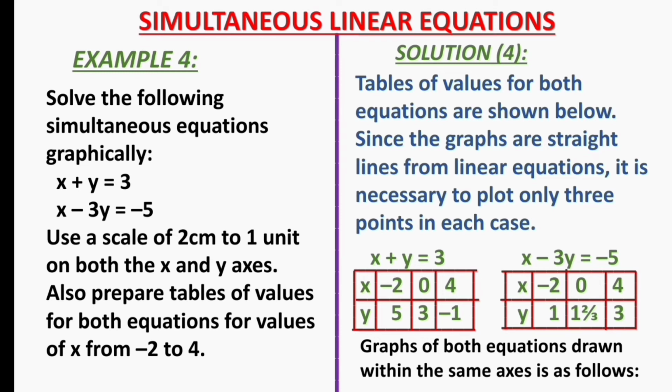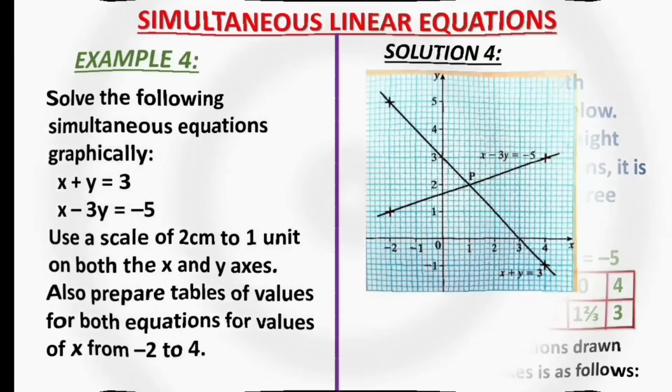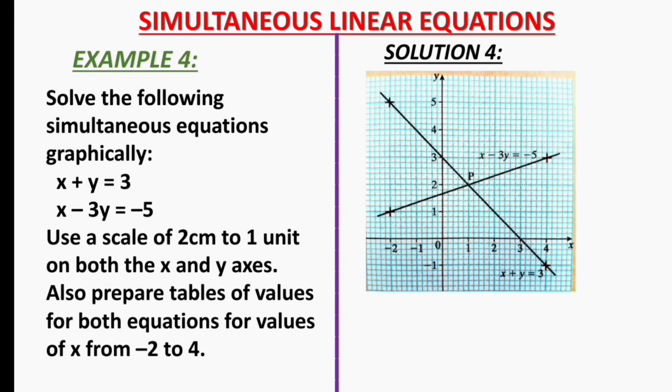Graphs of both equations drawn within the same axis is as follows. Here is the graph of both equation 1 and 2. From the graph, we can see that the two lines from the linear equations intersect at point P. The coordinates for point P should give the solution to the simultaneous equation in example 4.